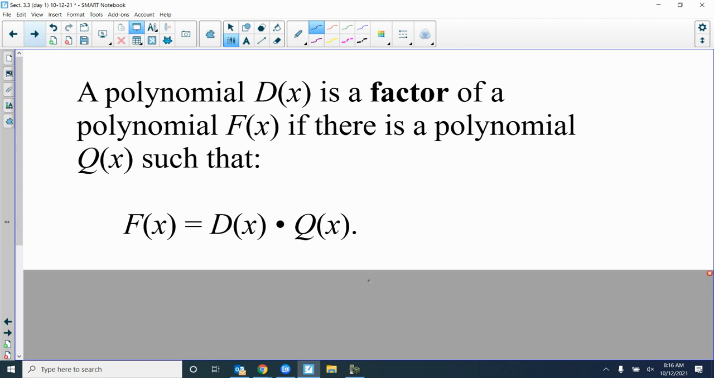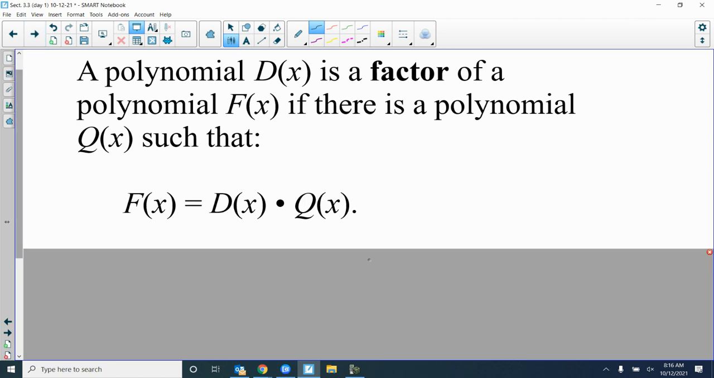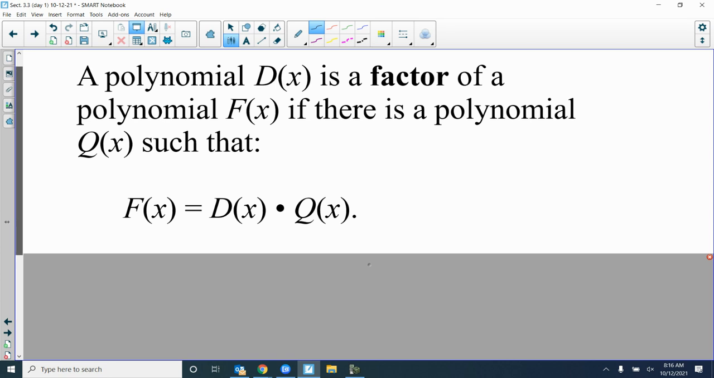All right, a polynomial. We talk about things being factors, and it's one of those things you kind of just take for granted. A polynomial d of x is a factor of a polynomial f of x if there's another polynomial q of x such that f of x equals d of x times q of x. Basically, two things multiply together to get a third thing.